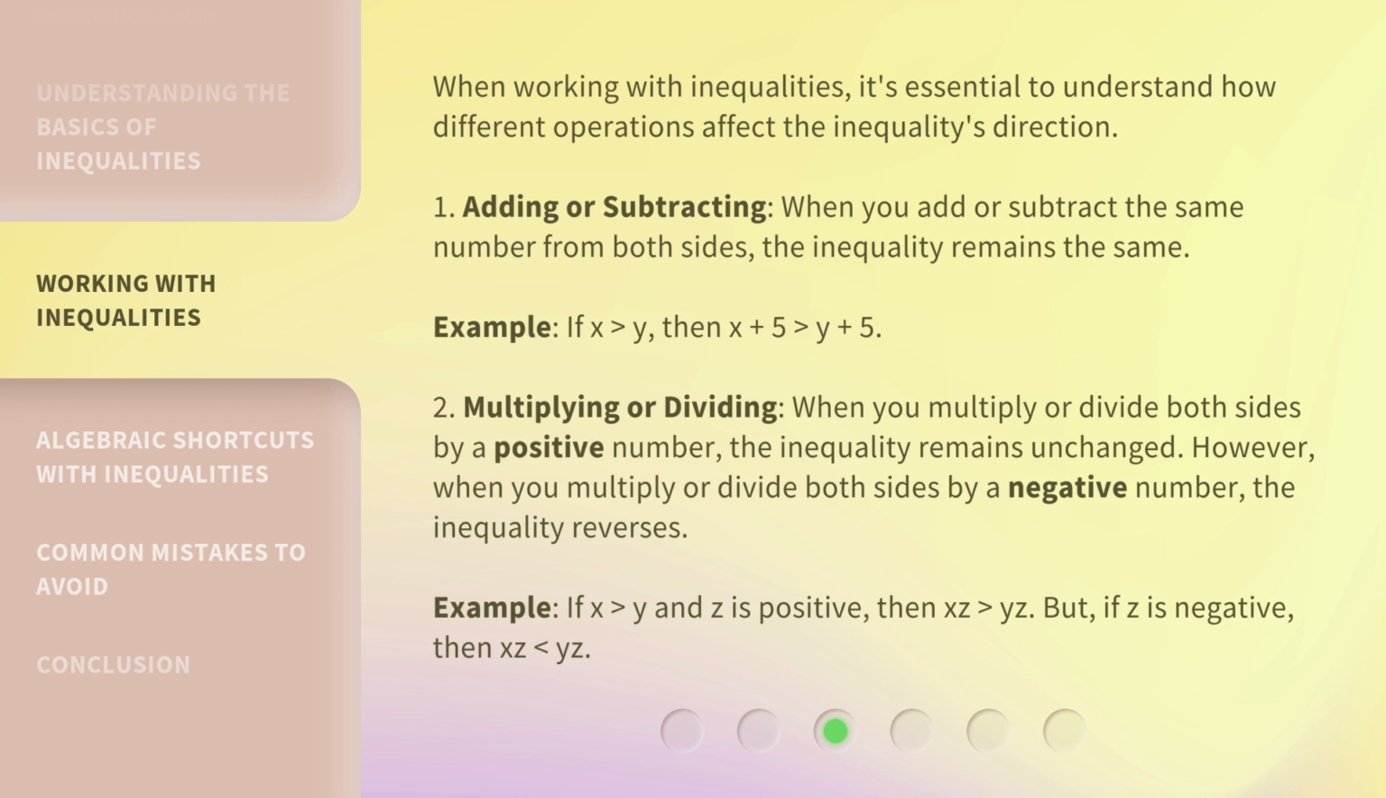2. Multiplying or dividing. When you multiply or divide both sides by a positive number, the inequality remains unchanged. However, when you multiply or divide both sides by a negative number, the inequality reverses. Example, if x > y and z is positive, then xz > yz. But, if z is negative, then xz < yz.